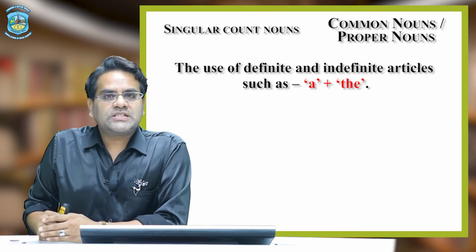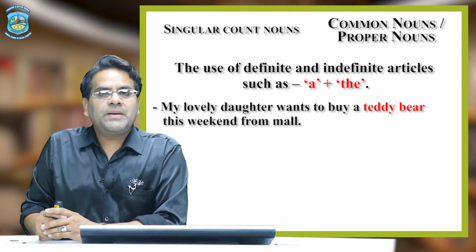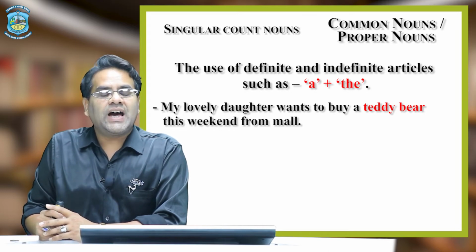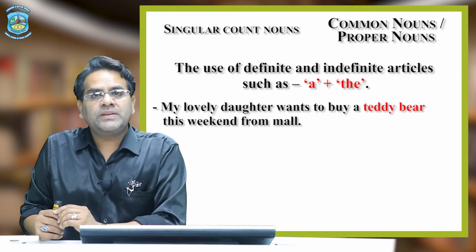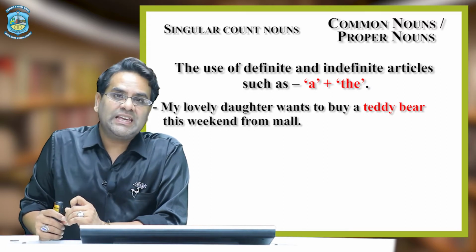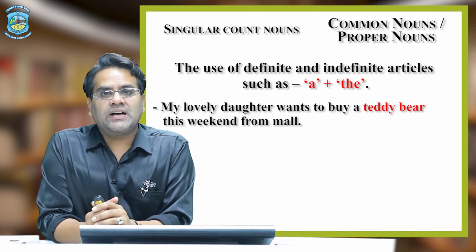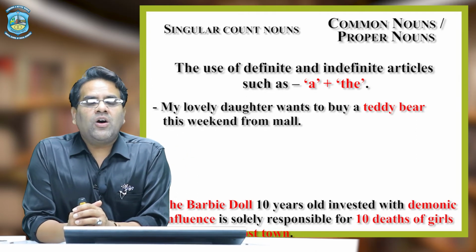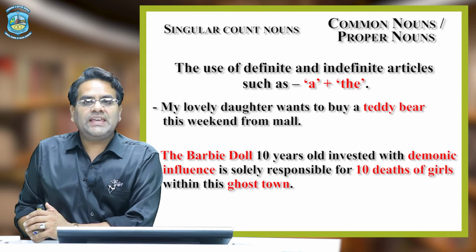Look at this statement down below. "My lovely daughter wants to buy a teddy bear this weekend from the mall." Now I have attached the article "a" with teddy bear because teddy bear is a common noun. It's not a proper noun because I'm not talking about the quality of this particular feature. That is why I'm attaching "a." In the second sentence, we'll be focusing primarily on a special feature. That is why I have attached the article "the."